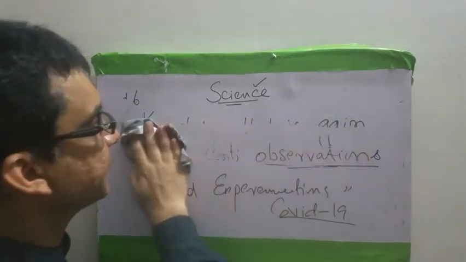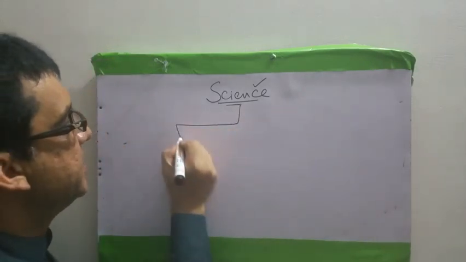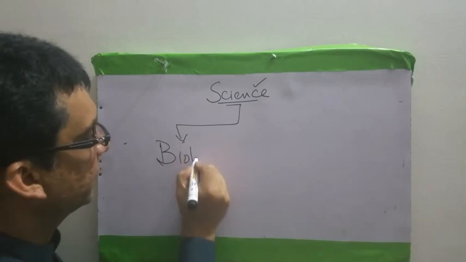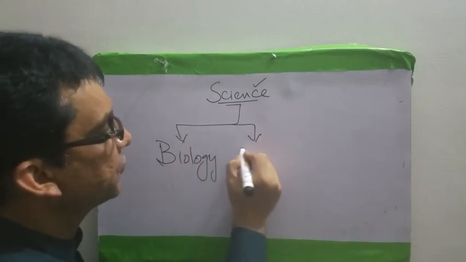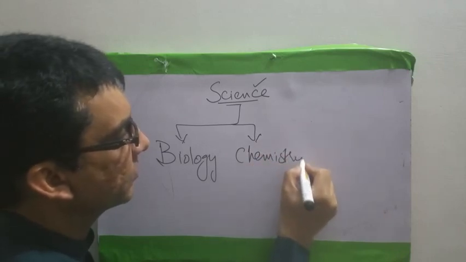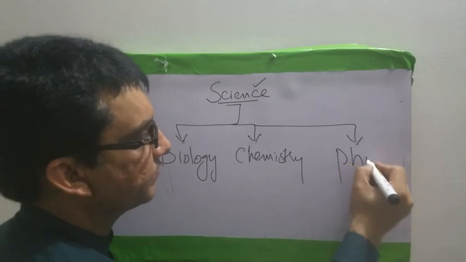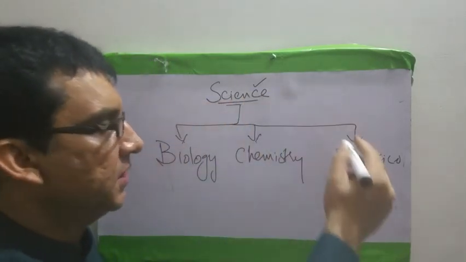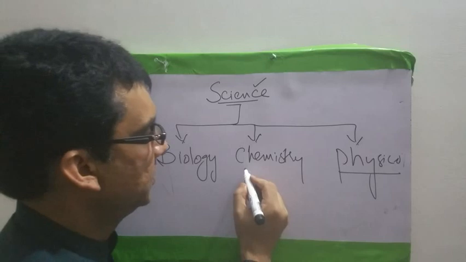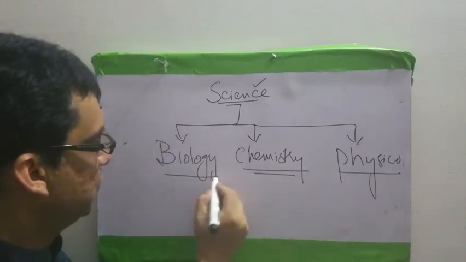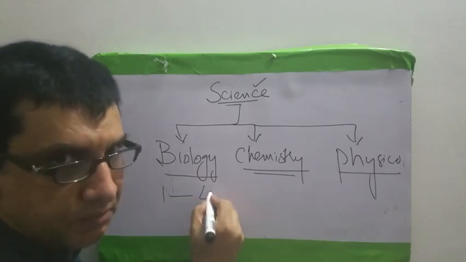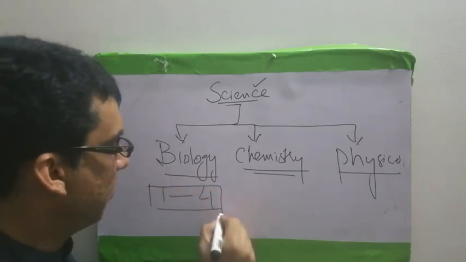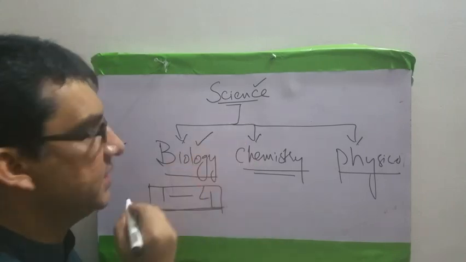Now science further has some branches, and the main branches are biology, chemistry, and physics. In your general science book, some of the units belong to physics, some units belong to chemistry, and from unit number 1 to unit number 4, these units belong to this branch of science, that is biology.